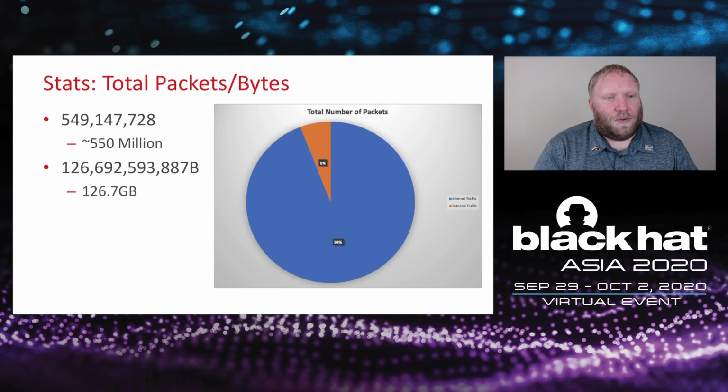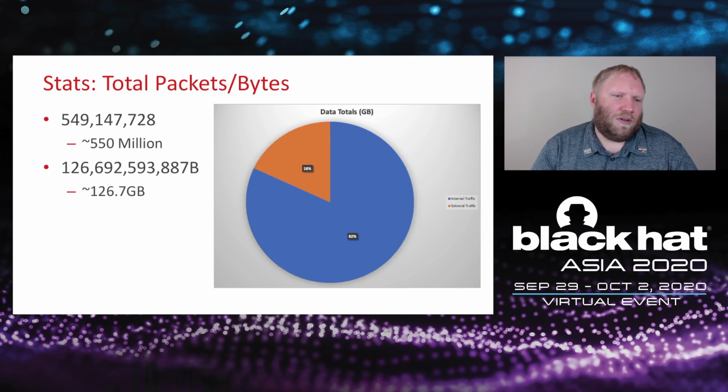The amount of data that we had was pretty high as well. Over 550 million packets were sent into and out of our system, and about 126.7 gigabytes left our system. I think the external data transfer was actually just under 30 gigs. There was some internal data transfer happening as well, especially when people were going through the files inside of our network.